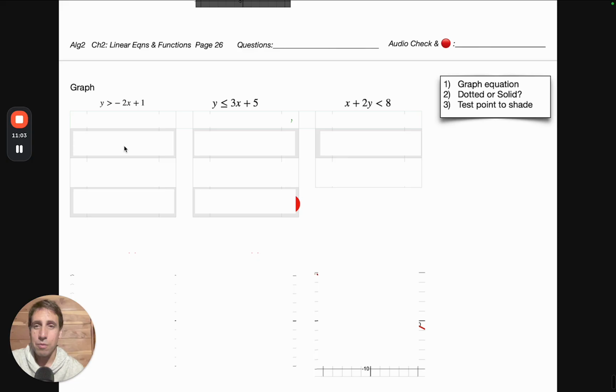All right, let's do this 3 more times. Here we go. Graph, equation, dotted or solid, test point or shade. Let's rock and roll. Oh, wait a minute.